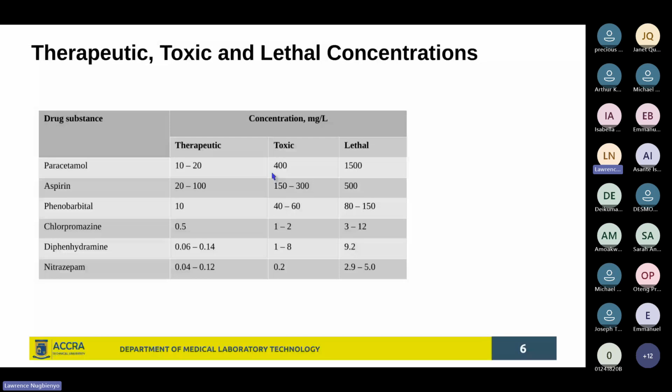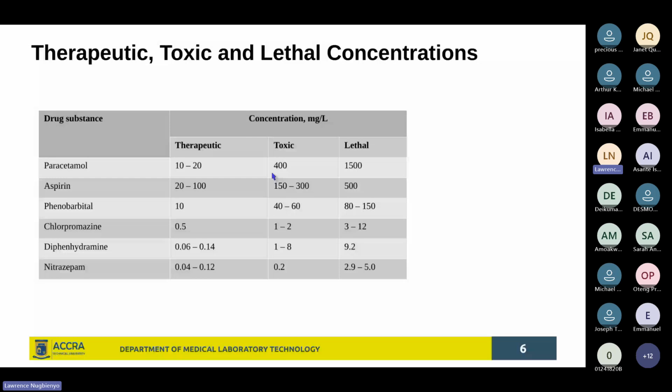But the absorption occurs gradually, and even as the absorption into the bloodstream is occurring, you still have processes of biotransformation and excretion occurring at the same time, and so you do not have all the drug in the blood all at a time.